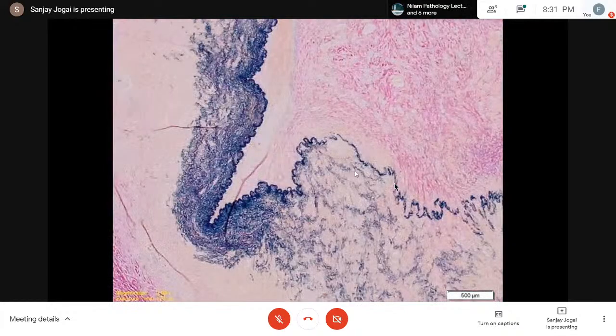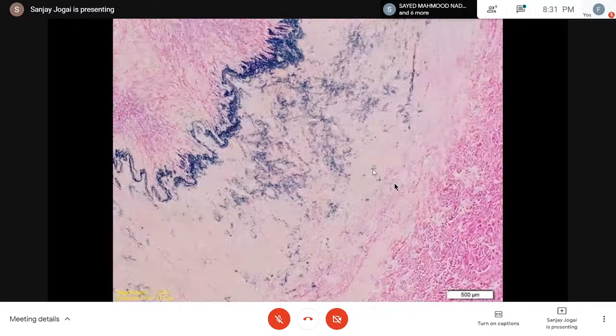So this is an EVG stain, and you can see the vessel, how the elastic lamina has been completely ripped apart. It's so fragmented. This is another focus to show a very fragmented elastic lamina.